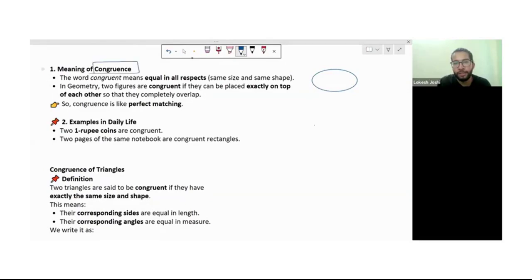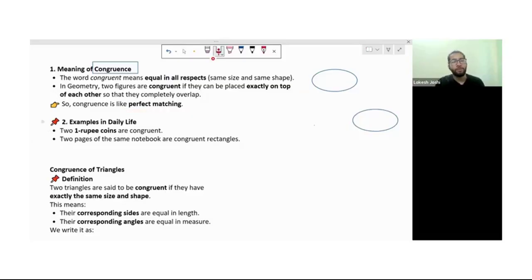In mathematics, we use equality, but in geometry, we use congruence. The word congruent means equal in all respects, which is same size and same shape. In geometry, two figures are congruent if they can be placed exactly on top of each other, which we have done here. These both are congruent, this one and this one. So congruence is like perfect matching.